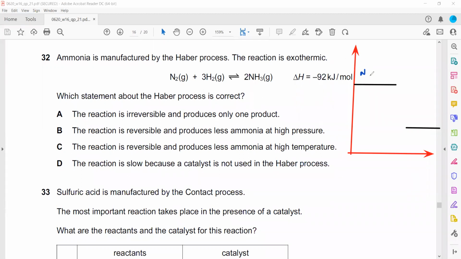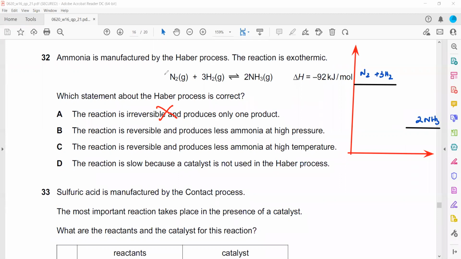So N2 plus 3H2 gives 2NH3. Which statement about the Haber's process is correct? The reaction is irreversible. That is wrong. As you can see from the arrows, the reactant can form a product, and the product can form back the reactant. So this is a reversible reaction and produces less ammonia at high pressure.